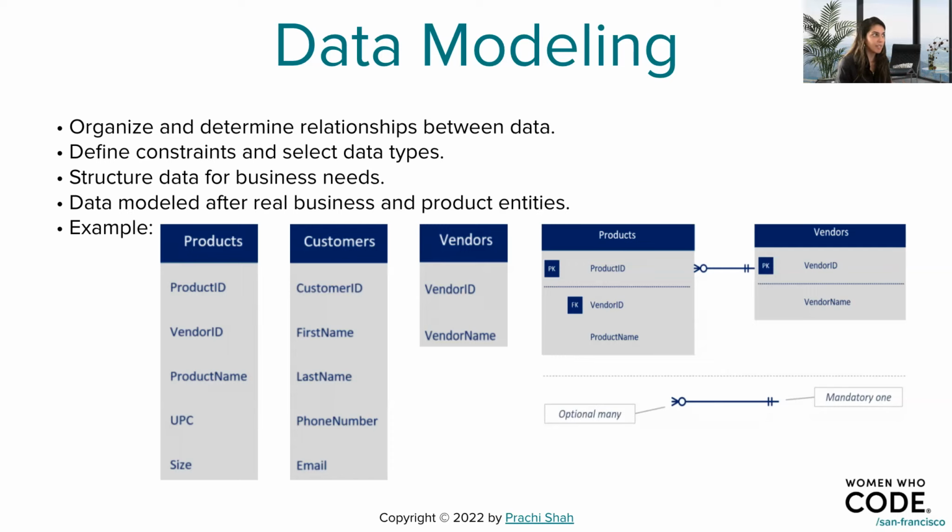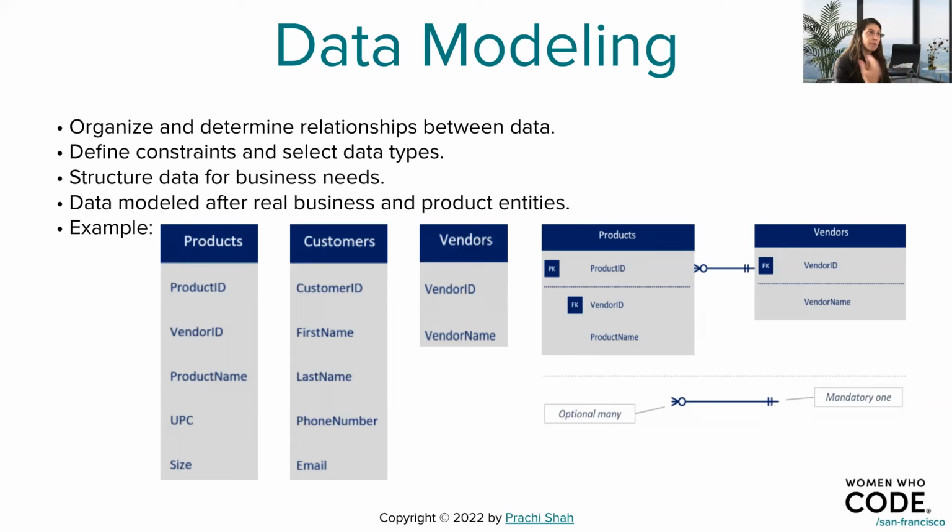So one example here is something like an Amazon website or e-commerce, right? This is how my data looks in the backend. I have a product table, which has a product ID, vendor ID, product name, and some other information. Then I have my customers table, which has some other information about the customers. And then I have my vendors.